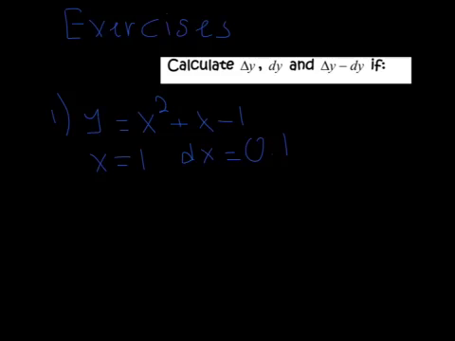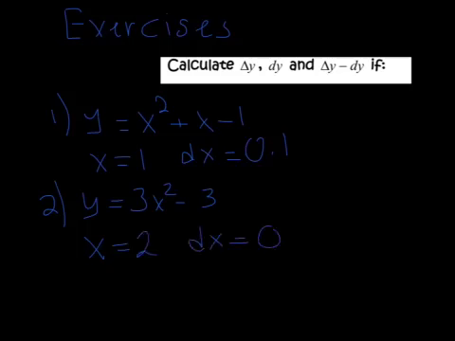For exercise 1, you have y equals x squared plus x minus 1. You're going to start with x equals 1, and the differential of x equals 0.1. And the second exercise is going to be the function y equals 3x squared minus 3, and the value for x is going to be 2, and the differential of x is going to be 0.2. So take a sheet of paper and start working. Ask whenever you need it.